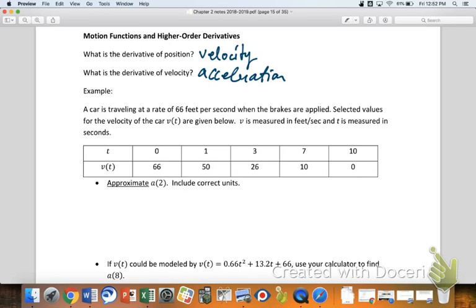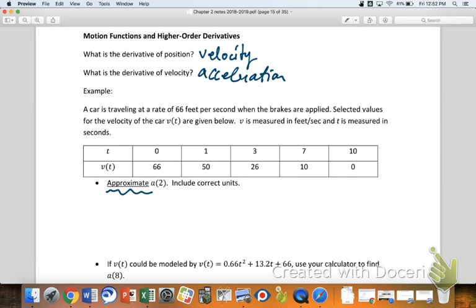Okay. All right, so an example of this, you've got a car doing the opposite. It's going 66 feet per second, and somebody hits the brakes. It says selected values for the velocity of the car are given below. V is measured in feet per second. T is measured in seconds. And then it comes up with this word right here, approximate A of 2.